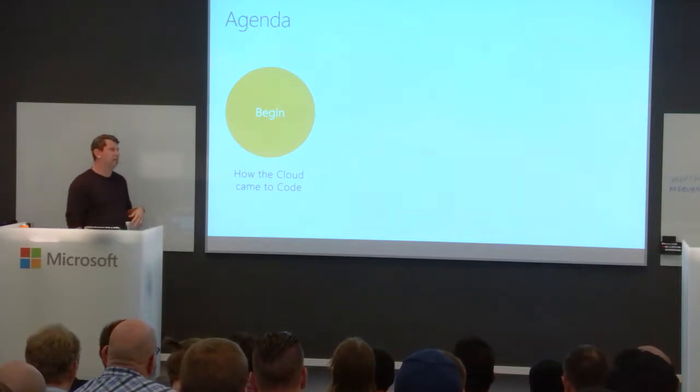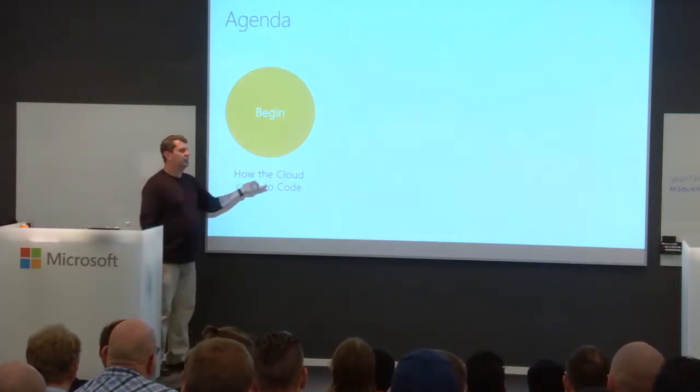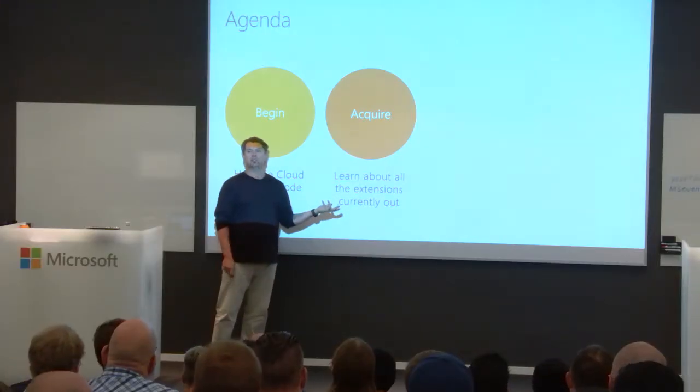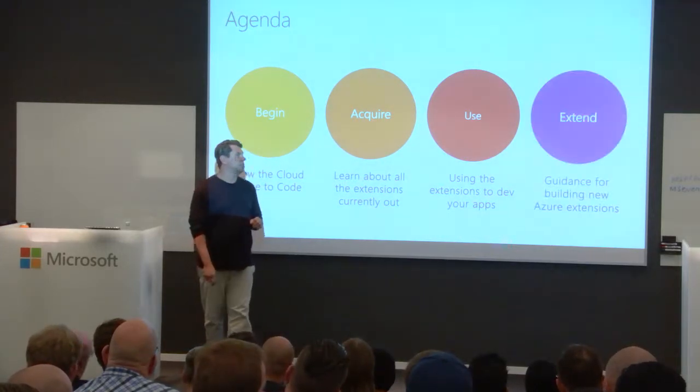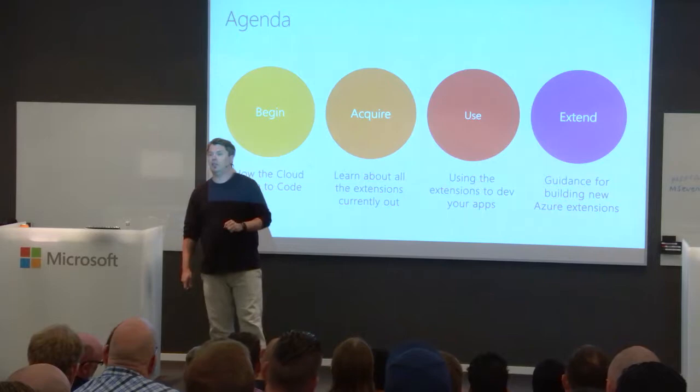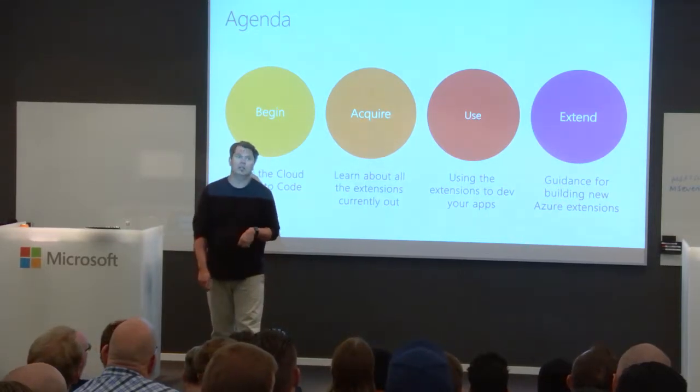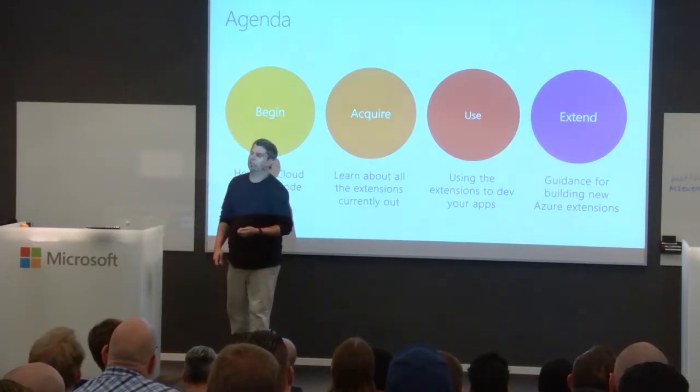Quick agenda. First, we're going to talk about how I began working on Azure and VS Code and kind of what the other teams are doing to build out extensions. Then I'm going to tell you how you can acquire those extensions and how you can actually make use of them yourself. That comes up in the third section on using them. And then in the fourth section, we're going to talk about how you yourself could actually extend VS Code to add functionality if you're an Azure developer.